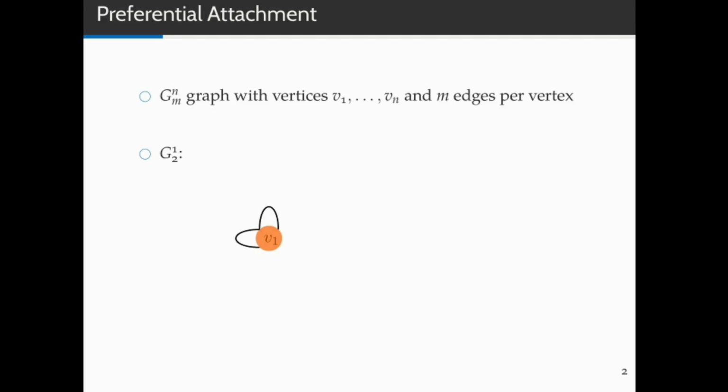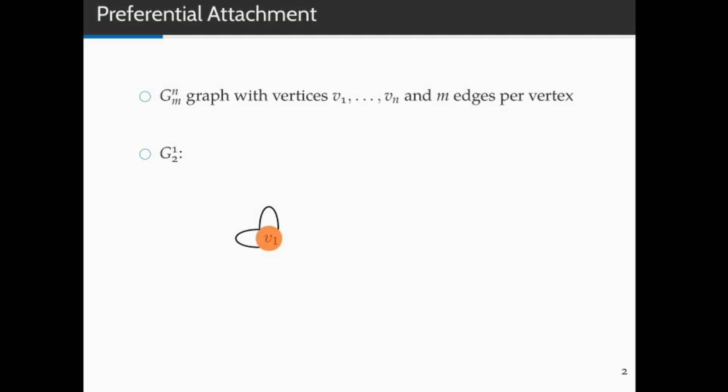Every time a new vertex is added, it is connected to the remaining vertices of the graph, and the attachment probability is proportional to the degree of the existing vertices. So if a vertex has higher degree, then there is a higher chance that a new vertex is added and connected to this vertex.